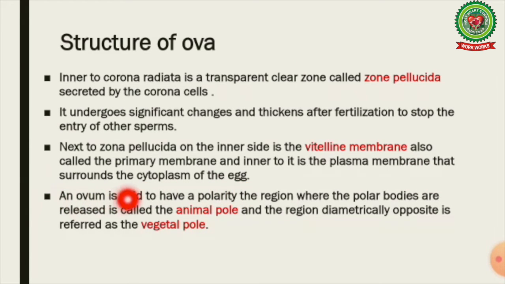An ovum is said to have a polarity. The region where the polar bodies are released is called the animal pole, and the region diametrically opposite is referred as vegetal pole.